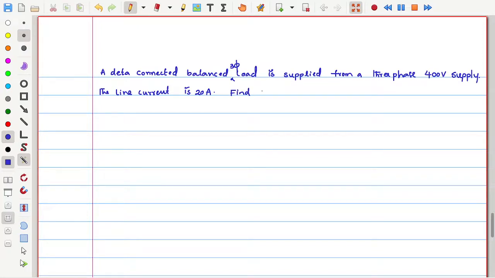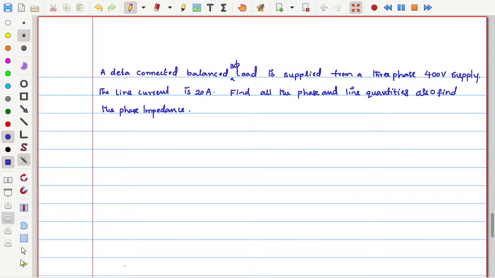all the phase and line quantities. Also find the phase impedance.